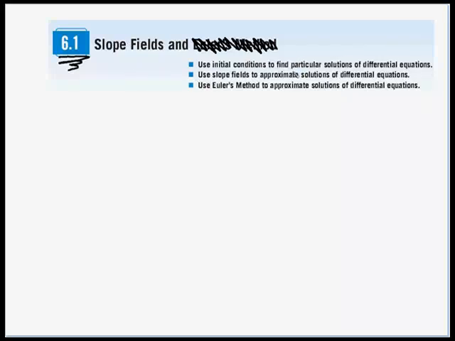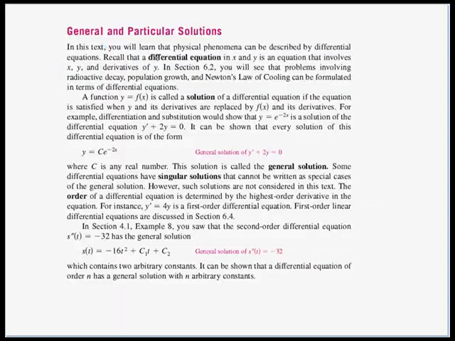We're going to use initial conditions to find particular solutions to differential equations. We're going to look at slope fields to approximate solutions of differential equations. And again, Euler's method is not going to be covered. So in this text, you will learn that physical phenomena can be described by differential equations. Recall that a differential equation in x and y is an equation that involves x, y, and one or more derivatives of y. In the next section, you're going to see problems involving radioactive decay, population growth, and Newton's law of cooling can be formulated in terms of these differential equations.